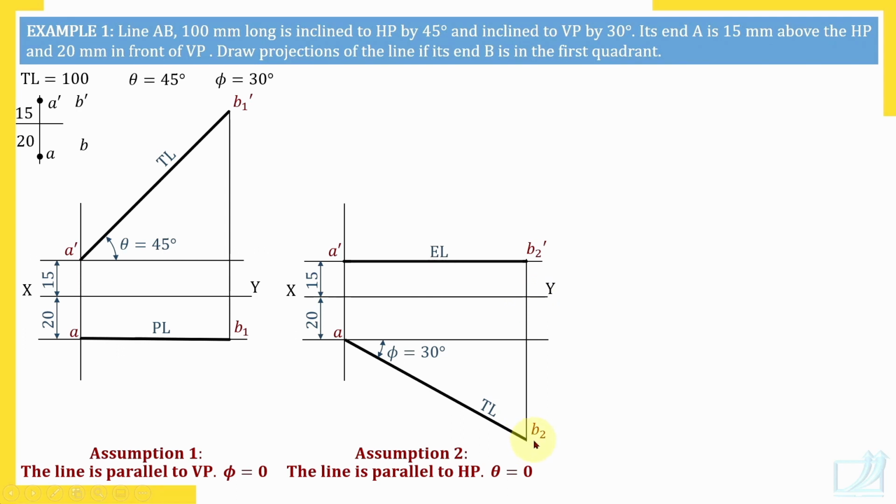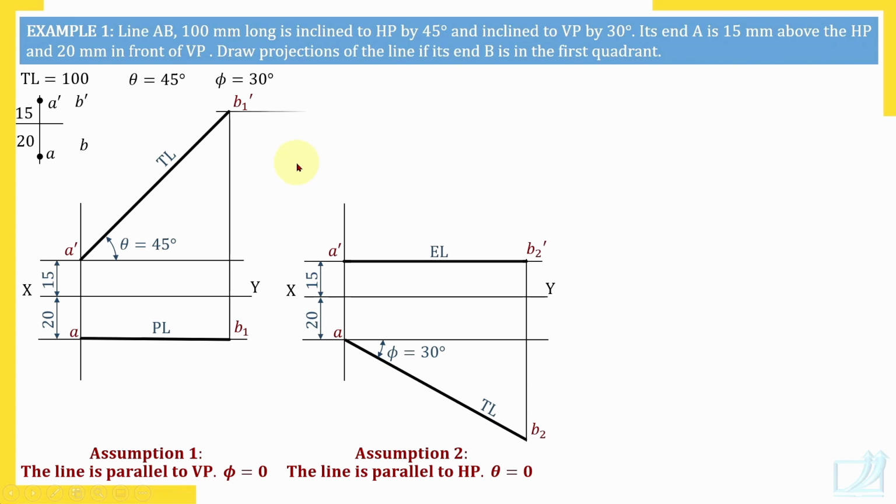Which view gives the distance from VP? Top view. So the distance of point B from VP depends on this angle. If you reduce this angle, then point B will move closer and closer to the XY line. So the distance of point B from VP depends on the inclination with VP. We have assumed the line parallel to HP and we have found out the front view length of the line and the distance of B from VP.